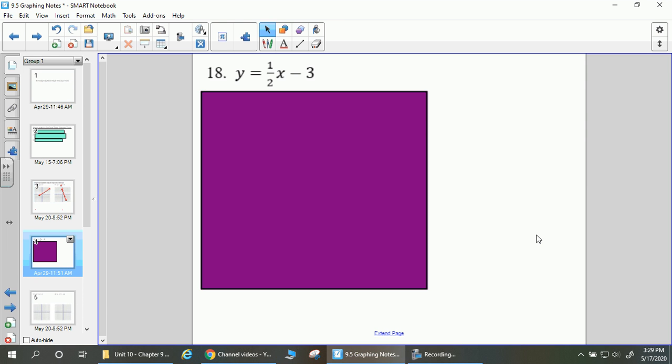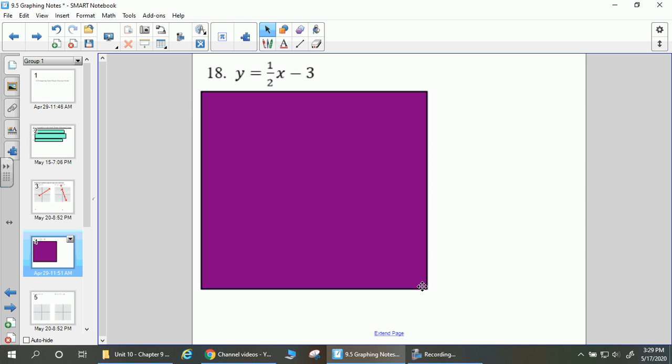This one says y equals 1/2 x minus 3. If you want to give it a shot, hit pause. If you need to draw a graph quick, draw a graph. Or even if you just want in your head, just sort of visualize, where is this line going to start? What's my rise? What's my run? That works too. So I'll give you a moment.